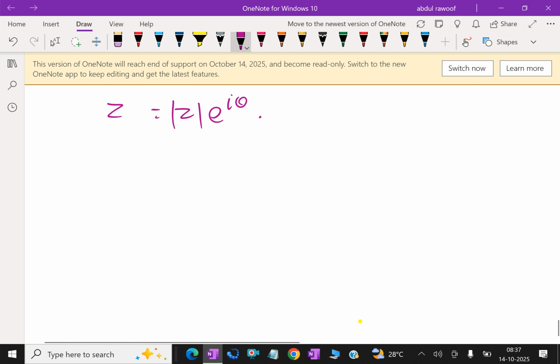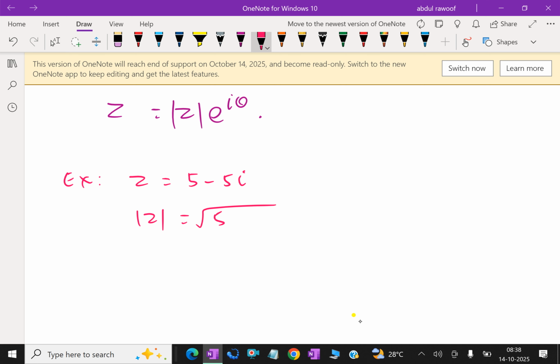Look at this example. Suppose z equal 5 minus 5i. How we can find it in Euler's form? First, modulus of z is square root of 5 square plus minus 5 square, which is equal square root of 50. Therefore, this is the modulus.